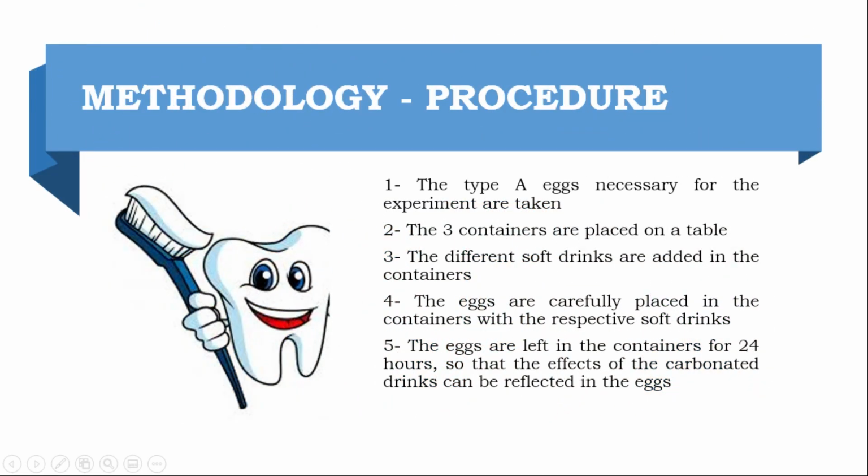Then there is the procedure. First, the type A eggs necessary for the experiment are taken. 2. The 3 containers are placed on a table. 3. The different soft drinks are added to the containers. 4. The eggs are placed in the containers with the respective soft drink. And number 5, the eggs are left in the containers for 24 hours so that the effects of the carbonated drinks can be reflected in the eggs.